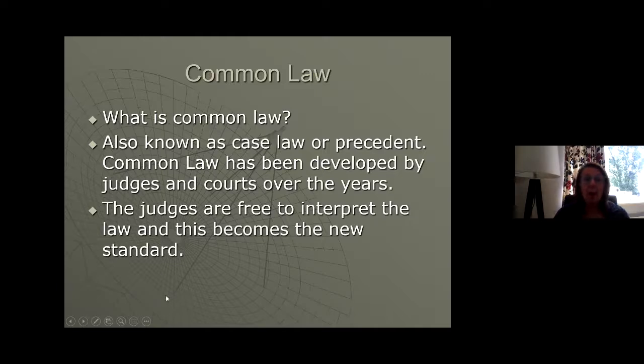So, we're now going to talk about common law. What is common law? Also known as case law or precedent. Common law has been developed by judges and courts over the years. The judges are free to interpret the law, and this becomes the new standard.